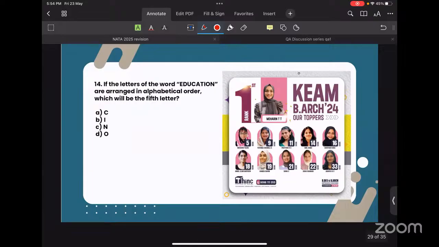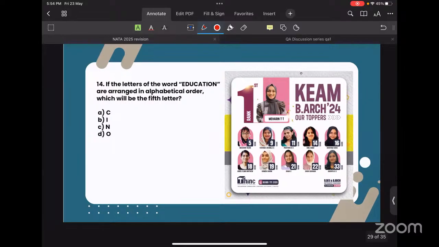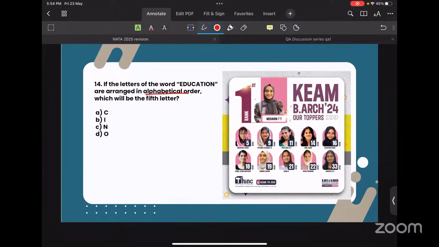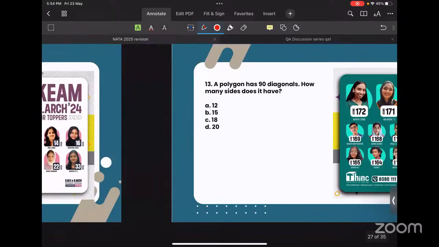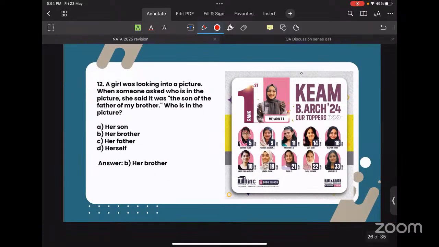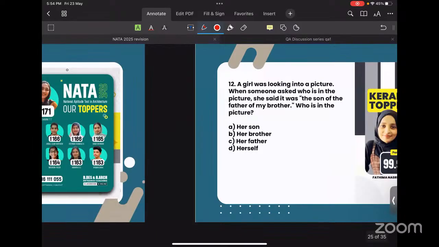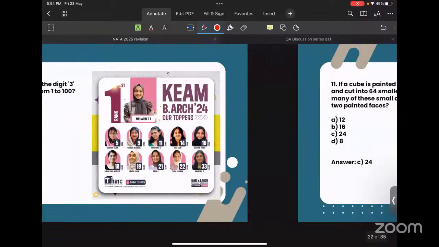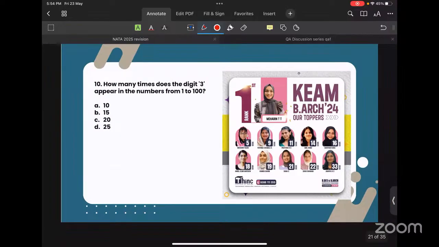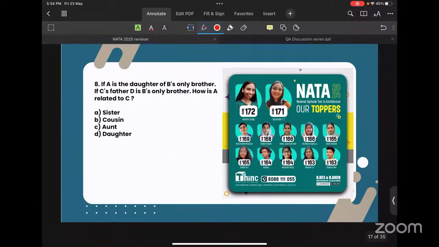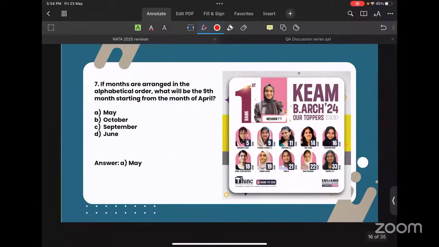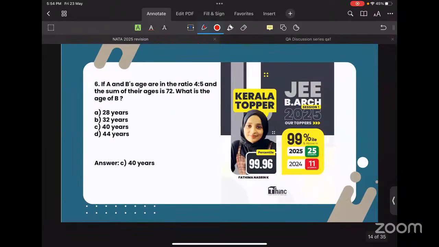If the letters of the word EDUCATION are arranged in alphabetical order, which will be the 5th letter? This is a dictionary based question, and one more dictionary based question was here. Since time is too less, I'm just trying to make you aware of the types of questions in this chapter.